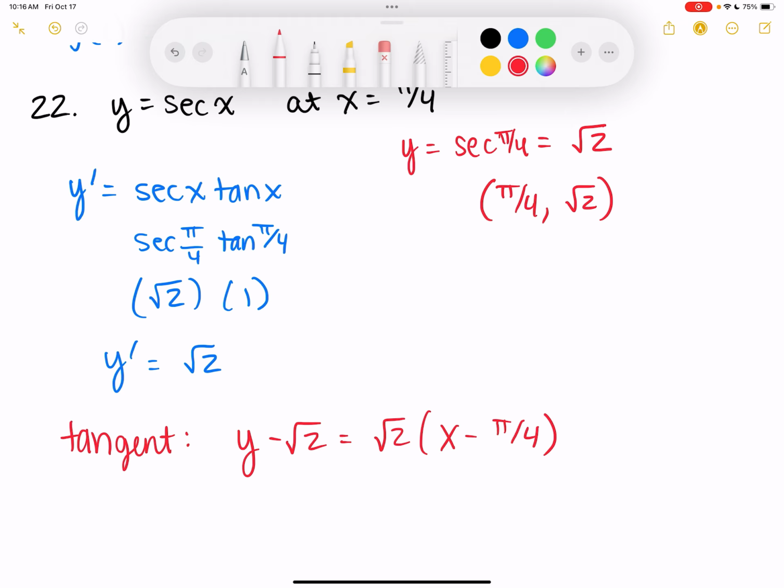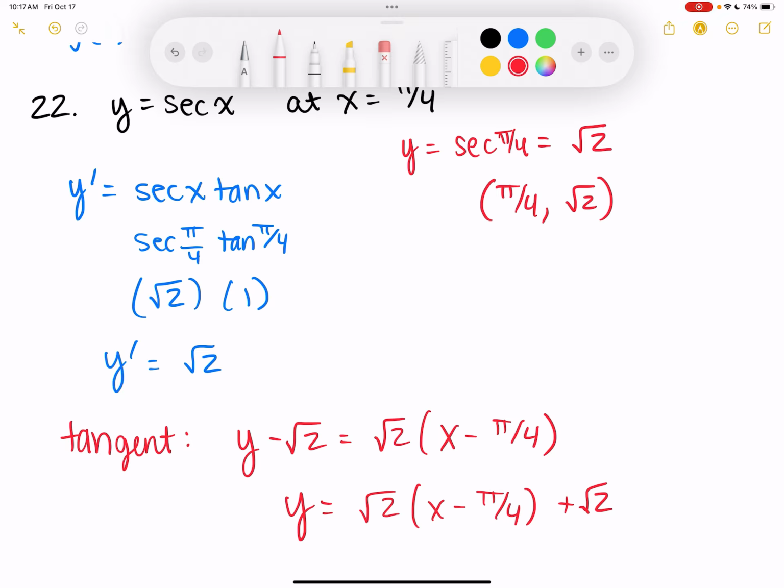A lot of times we end up just leaving this way, just because these don't come out to be nice even numbers. But if you want to move it over, or at least write it like y equals root 2 times x minus pi over 4 and then plus root 2, you're welcome to do that if you want to. But a lot of times I just leave it here.